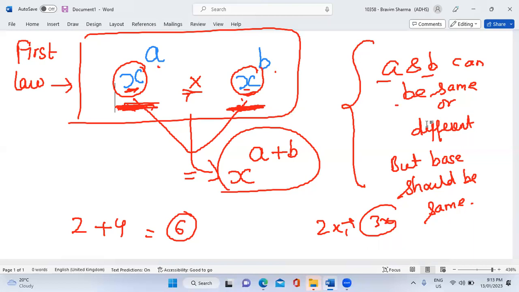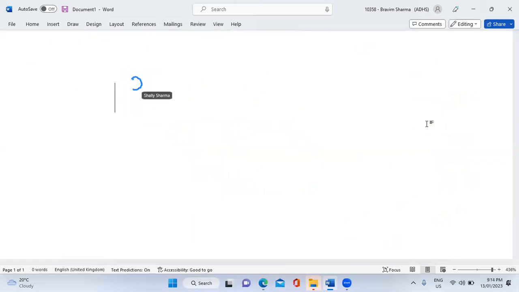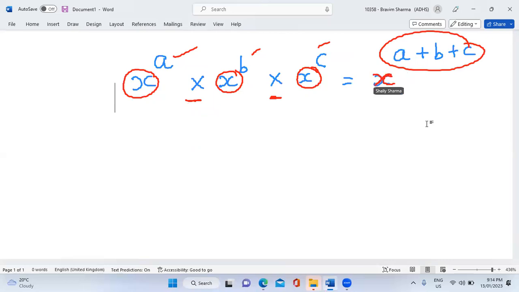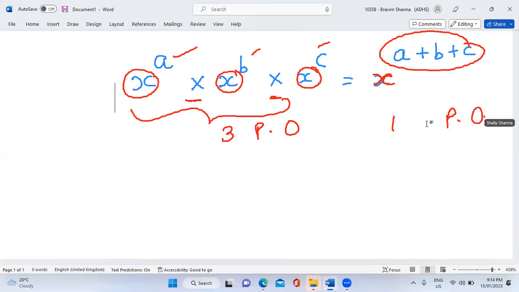For example, if we take x to the power of a times x to the power of b times x to the power of c, this can also be equal to x to the power of a plus b plus c. The condition we have to check is that the bases are the same in all the power expressions, and that there is only a multiplication sign in between. Powers can be anything, so those powers will be added and we will get only one power expression. Here we have three power expressions and here we have one power expression. PE here stands for power expression.